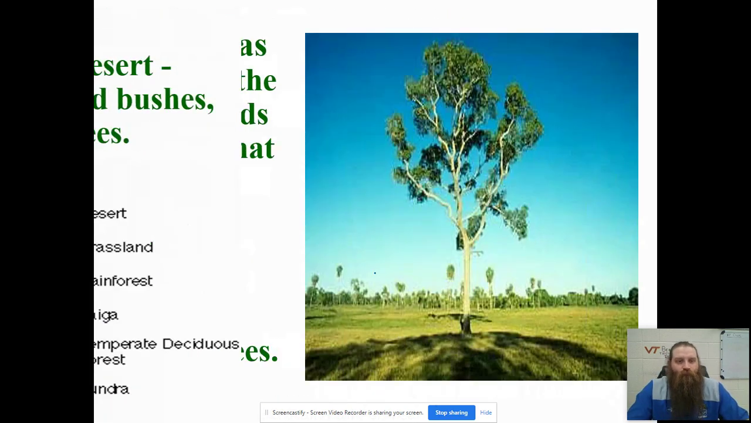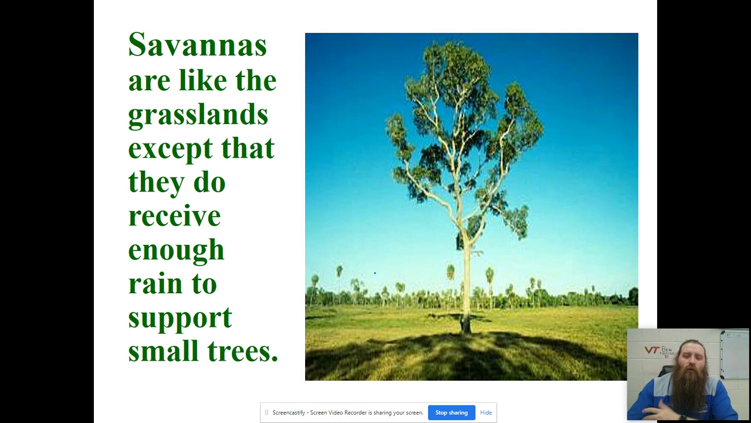Now there's an interesting kind of boundary region between grasslands and forests, and that's called a savanna. Savannas are grasslands that get just enough rain to support some small trees. And that's just one that's worth pointing out because it's a hard one to classify. You would look at the data and you're like, well, it's not really enough rain to be a forest, and we only have these small trees, but it's not a grassland because there are trees. So this is kind of in that buffer zone.